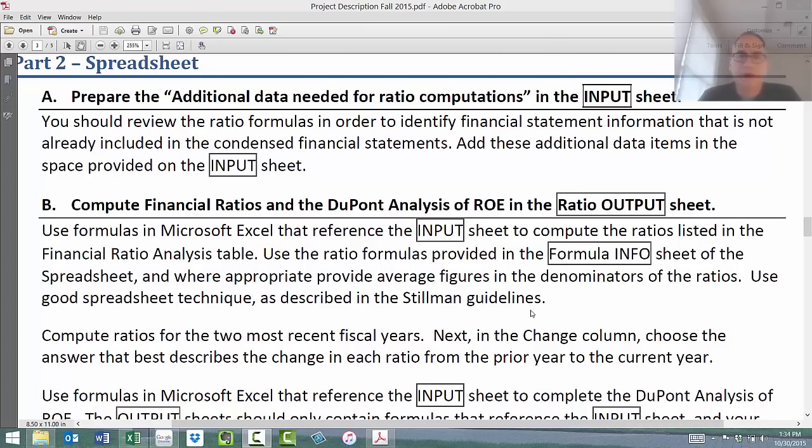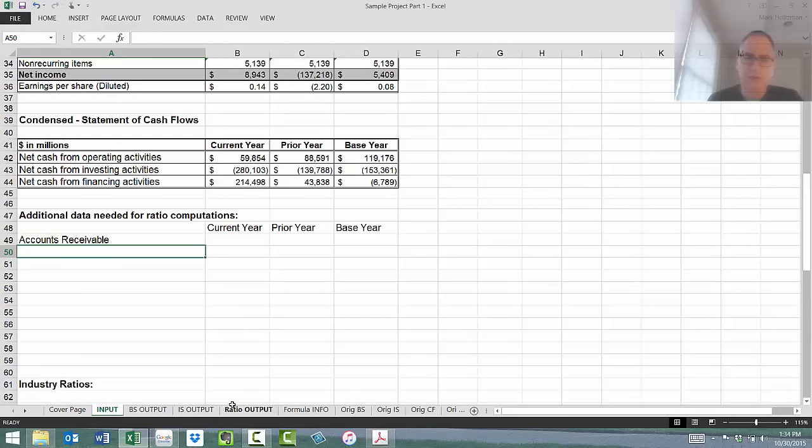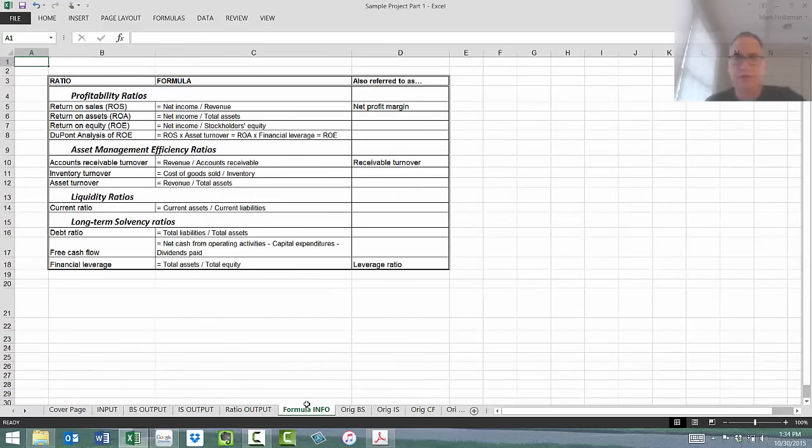I prepared this video to help you with part 2. So the first thing to do is to prepare additional data needed for ratio computations. And the way to do this is to go to the formulas for all the different ratios we're going to have. Those are shown here.